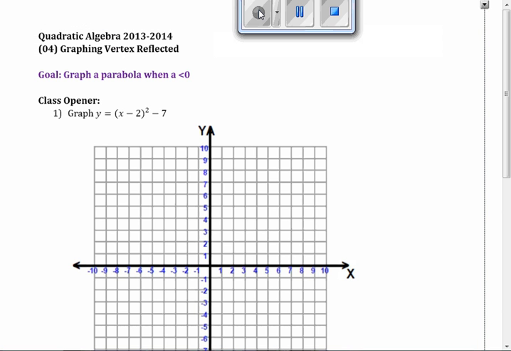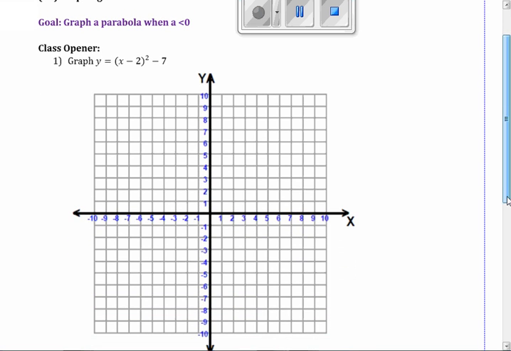This is lesson 4, and what we're going to do is do what we did yesterday. We're going to change the number in front of the squared term, and it's going to become negative. But let's review what we did yesterday, especially for anybody who was absent.